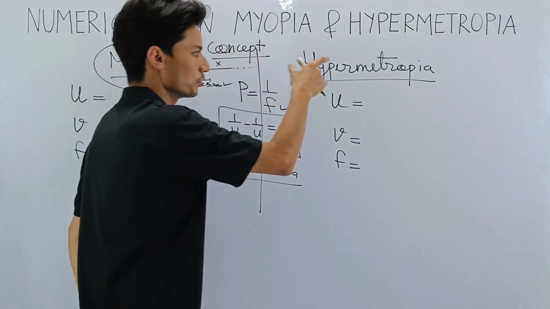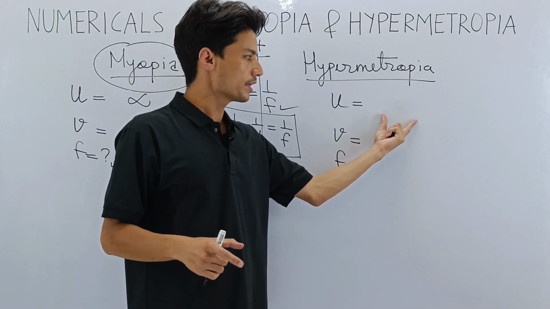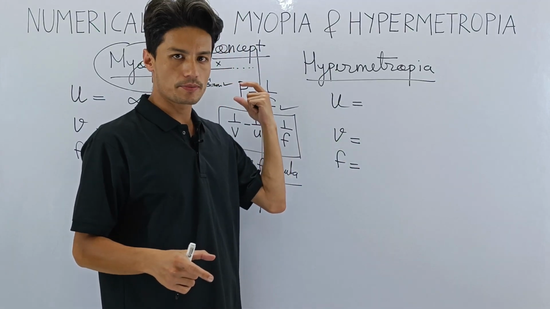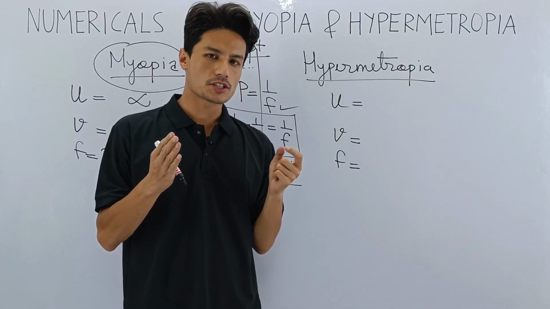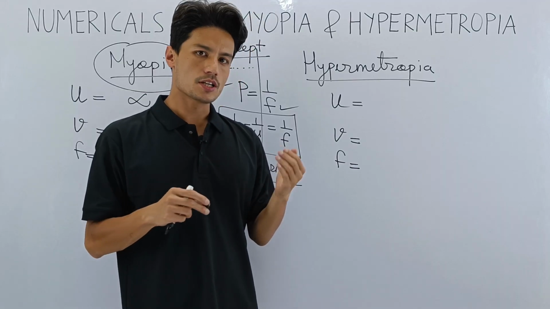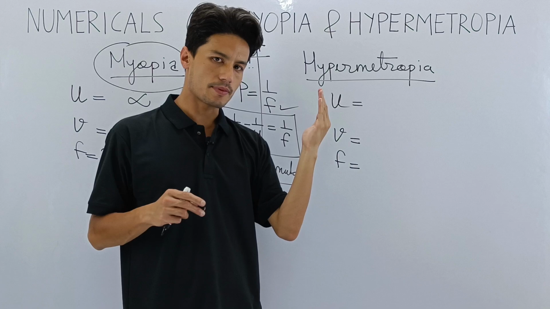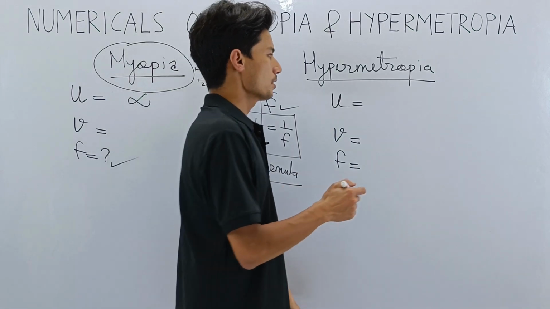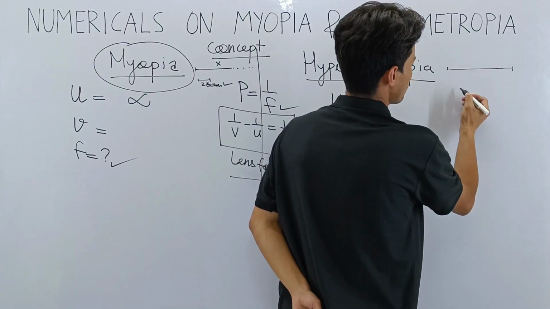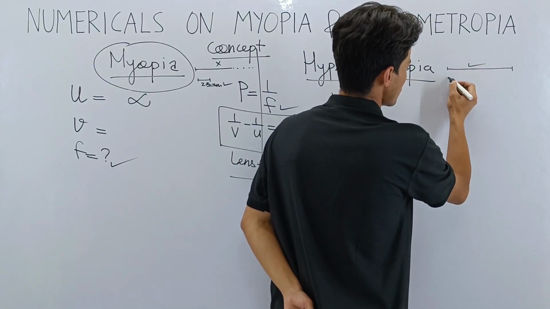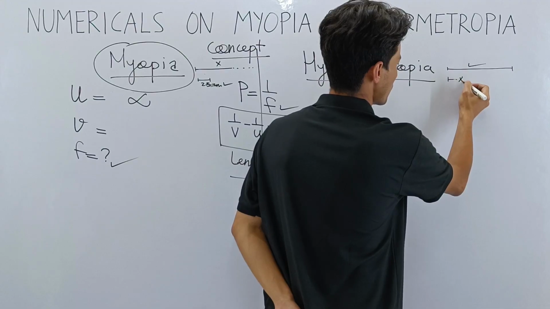Now let's immediately go to hypermetropia, and we will be doing exactly what we have done for myopia. Let us first understand what is hypermetropia. Hypermetropia is a condition of the eye whereby the person has no difficulty seeing far objects but has difficulty seeing nearby objects. Cannot see near, so has problem seeing near.